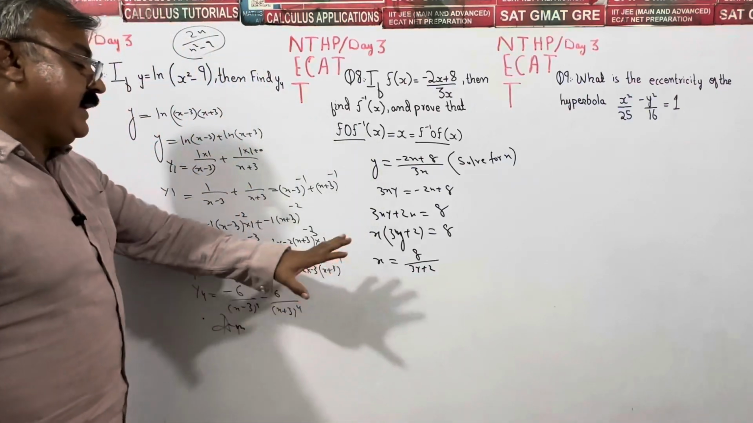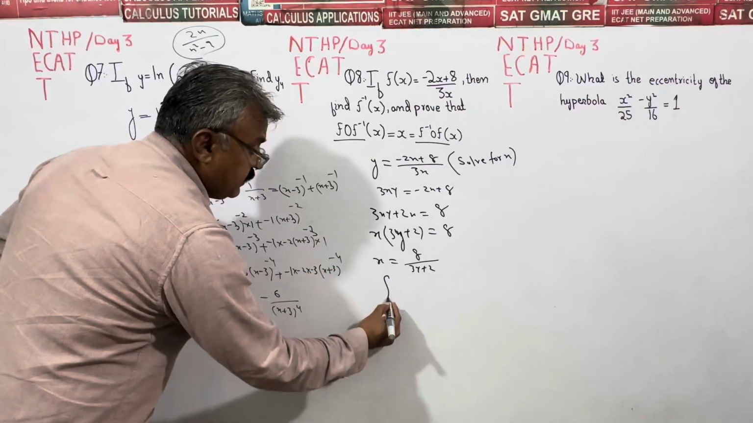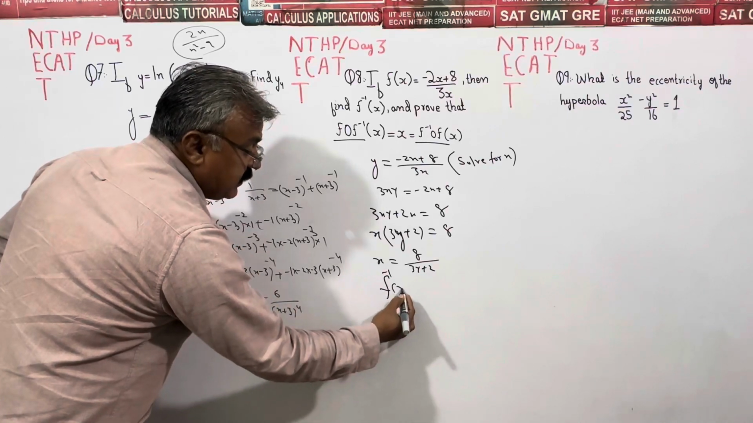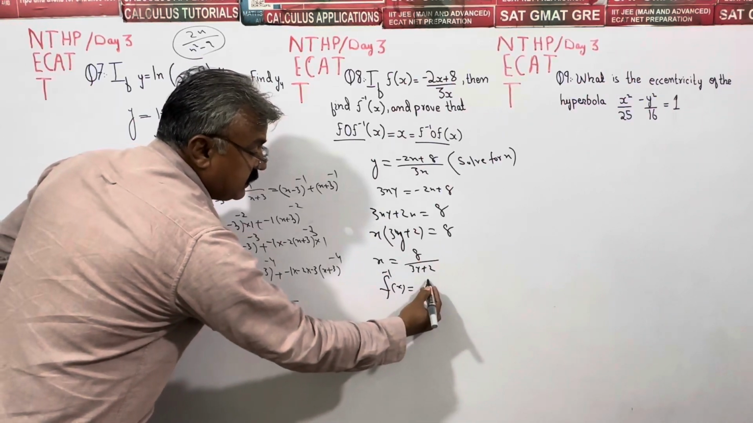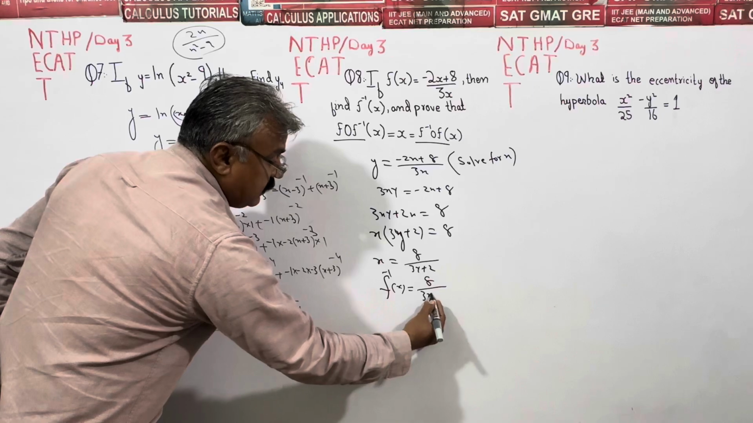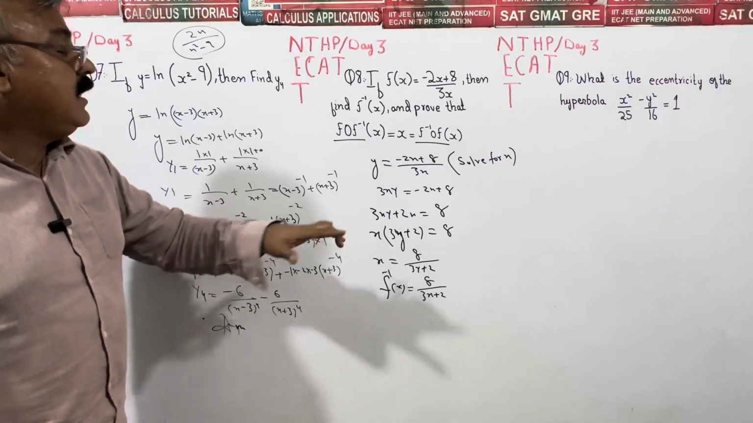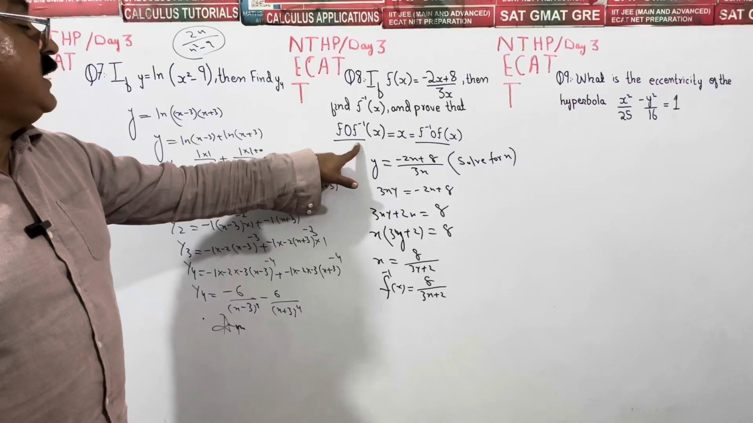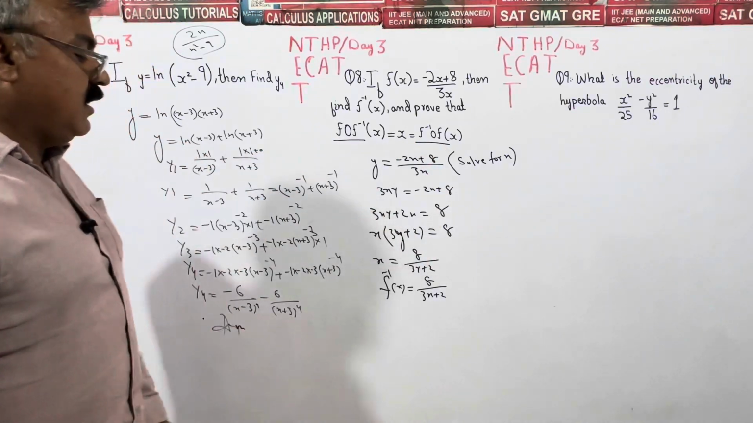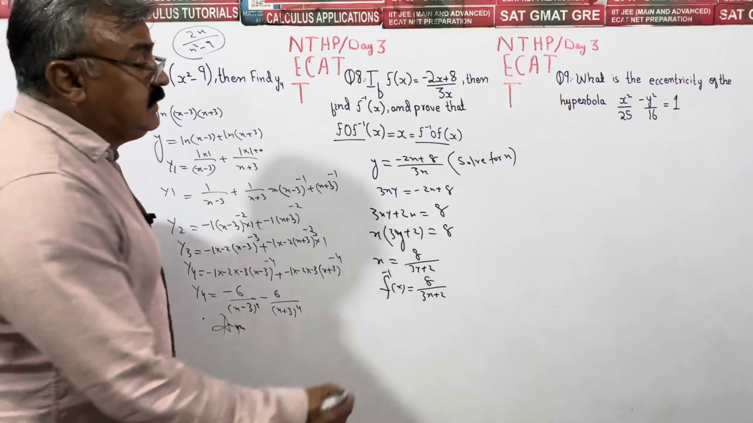Whatever is the value of x, it's our inverse. Just change the dummy variable from y to x. Now it's our inverse: f inverse of x is equal to 8 over (3x minus 2). Now we have to prove that composition of a function and its inverse, and composition of the inverse and its function, always results in x. Let me prove at least one for you.